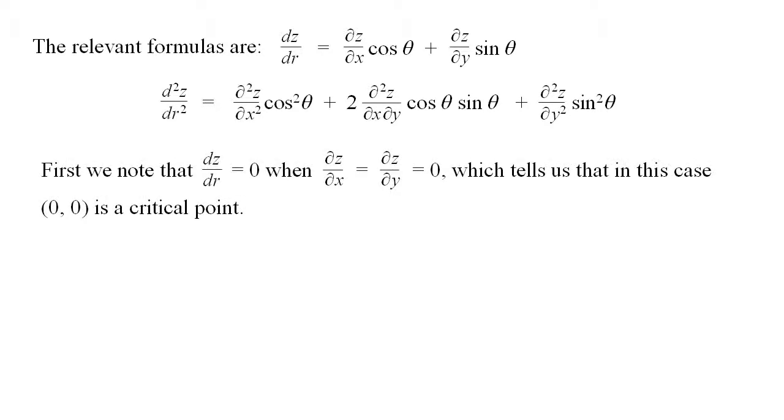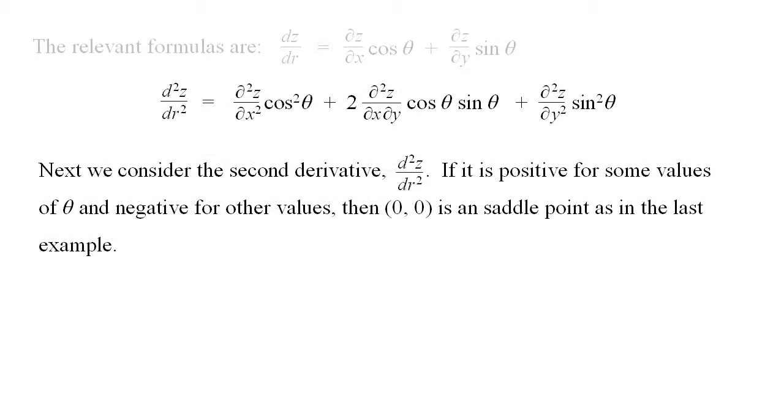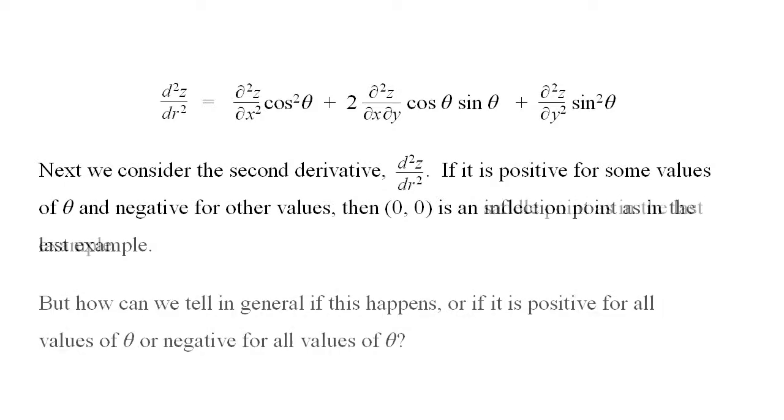First, we notice that the derivative of z with respect to r is 0 when the derivative with respect to x and the derivative with respect to y are both 0, which tells us that in this case the origin is a critical point. Next, we consider the second derivative. If it is positive for some values of theta, but negative for other values, then the origin is a saddle point, as in the last example. But how can we tell in general if this happens, or if it is positive for all values of theta, or negative for all values of theta?